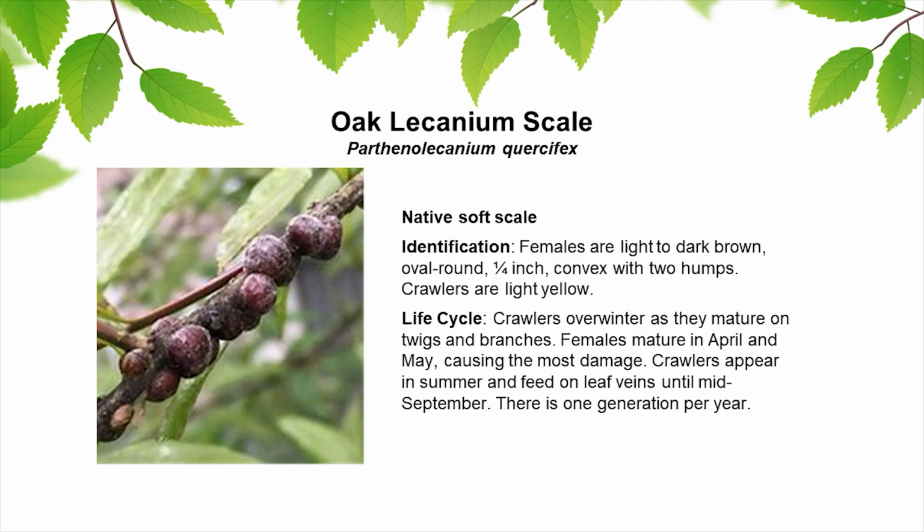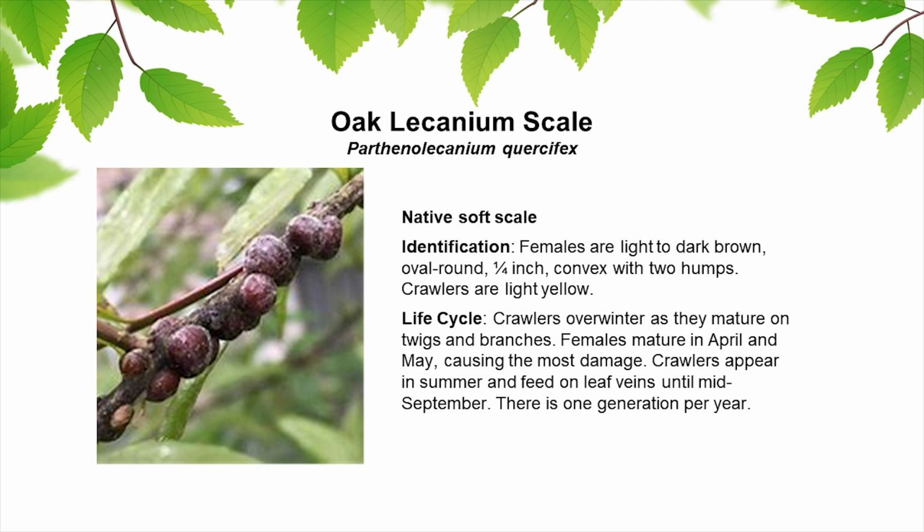Oak Lecanium Scale. Oak Lecanium Scale is a native soft scale. The adult females of Oak Lecanium Scale are light to dark brown in color with an oval round shape. They are 1/4 of an inch long, convex, and have 2 humps. The crawlers are light in color.